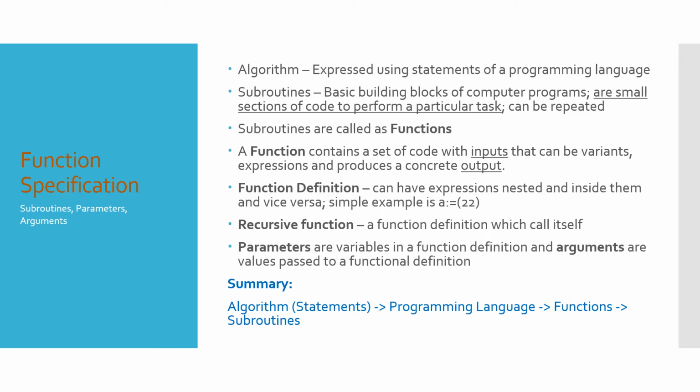I'm repeating one more time. Subroutines, the basic building blocks of computer programs, help to form a function, and functions perform well if you pass variables and expressions as inputs so that they produce concrete outputs. If a function can be used repeatedly, or can call itself one more time, then it's called a recursive function. Parameters are variables in a function definition, and arguments are the values passed to a function definition.